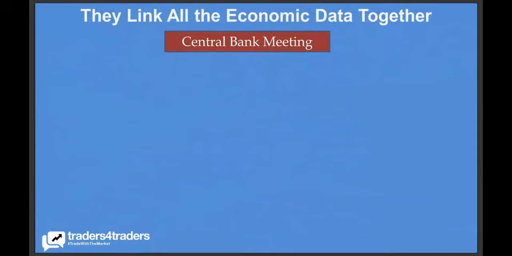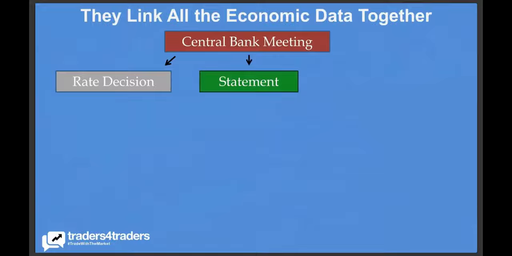So, how do the central banks link all the data together? I've just briefly mentioned it, but let me run through that again. At the central bank meeting, you have the rate decision. Then you also get the statement released at the same time, explaining what they did with the rate decision, whether it's a hike, a cut, or neutral, and what their forward projections are, what they think they're going to have to do next month.